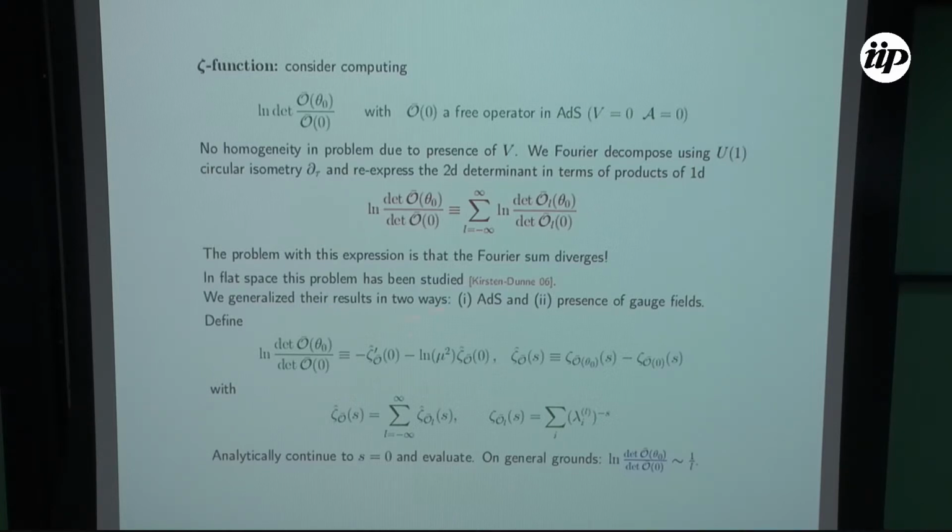So we generalized some work that was done by Kirsten and Dunne to AdS. They have done it in flat space. They didn't include gauge fields. We include gauge fields and analyze this problem. So typically in zeta function, you know that the determinant is given by the zeta prime, and eventually you may have a dependence on the scale given by the zeta of 0. It had better be that in the end, when adding all the determinants of all the fluctuations, this term cancels, so the determinant has an intrinsic meaning independent of the scale. This is what is going to happen.